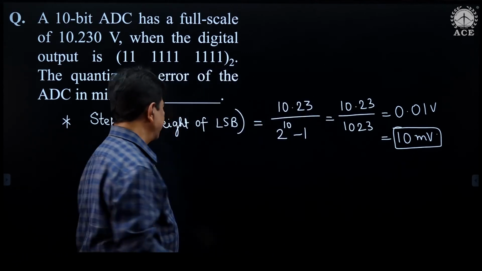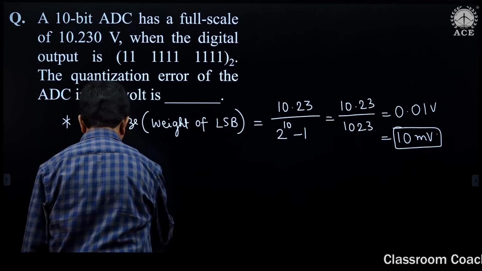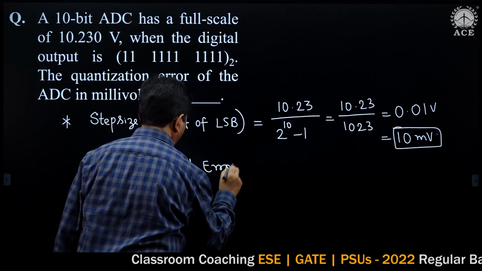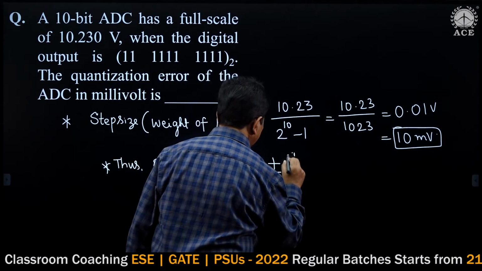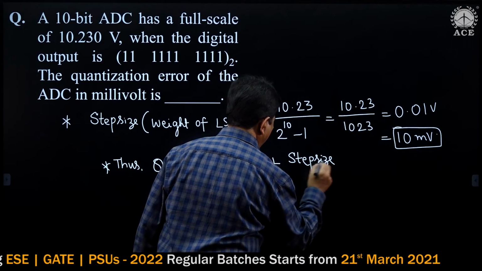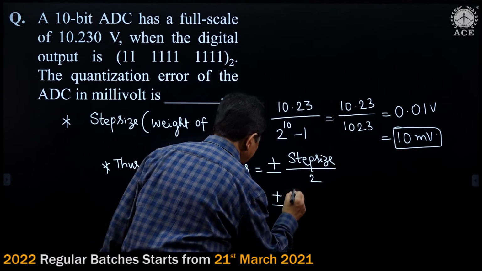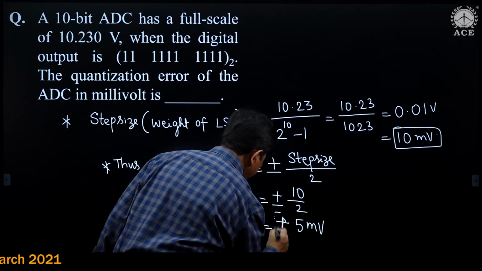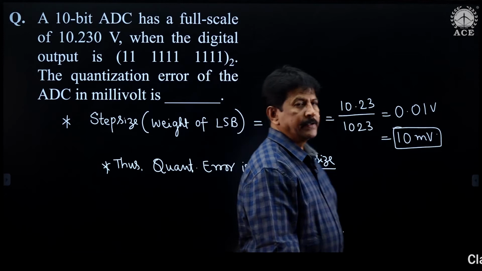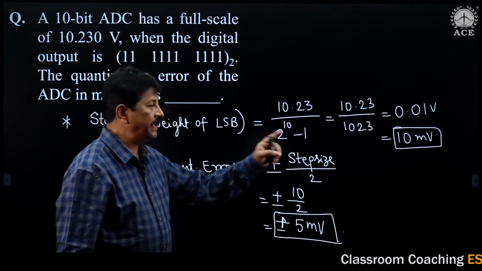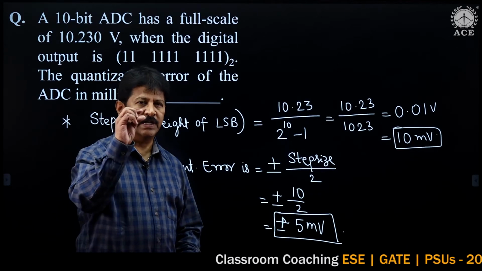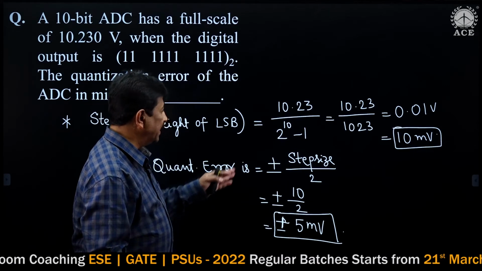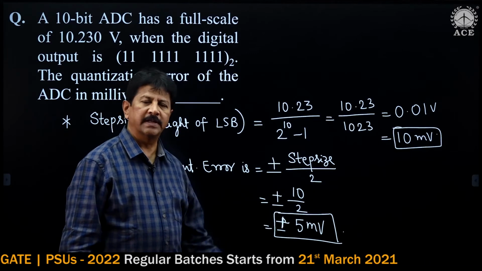So it is 10 millivolts. That's the reason the quantization error is plus or minus step size divided by 2, that is plus or minus 10 by 2, which is equal to plus or minus 5 millivolts. So for the given A to D converter, finally the step size will be 10 millivolts. Okay, that means that is the smallest change possible. That is the input change required so that the digital output is going to change. And from that we can calculate what is the quantization error, which is equal to 5 millivolts. So that is the answer to this question.